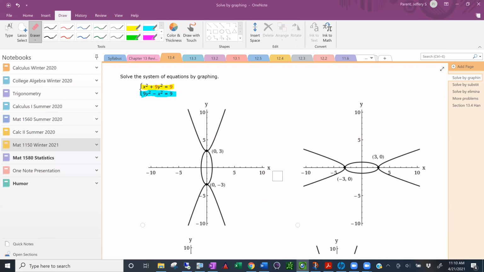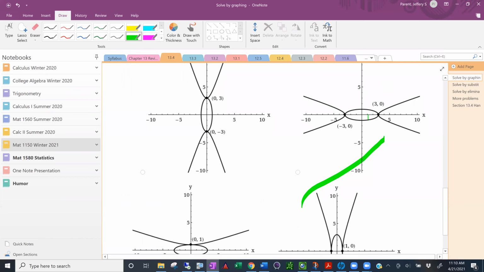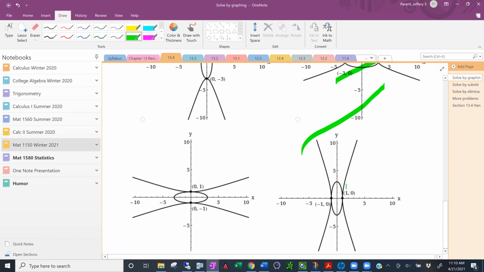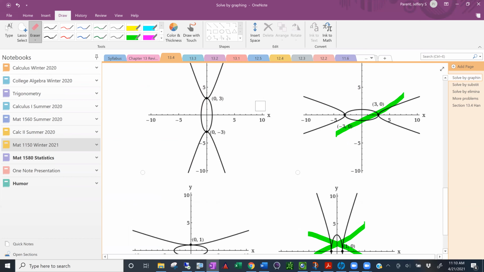So it can't be this one. There we go. Can't be that one, nor can it be the one below that. This one can't be that one. And this is just a software error. There we go. So we're stuck between these two.